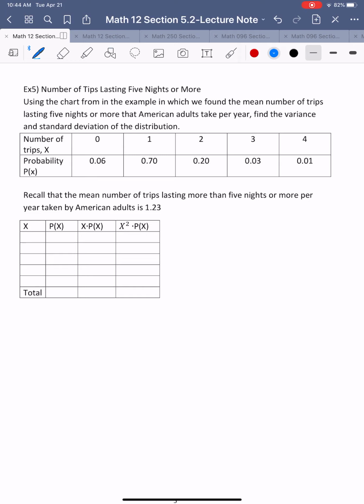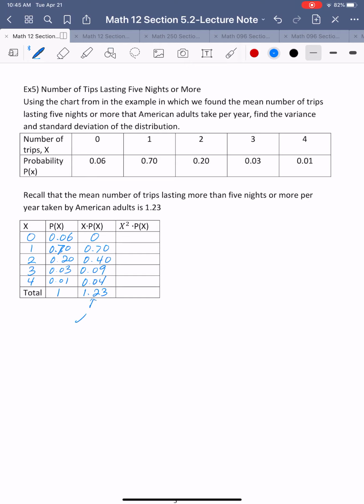So the outcomes x are 0, 1, 2, 3, 4, and p of x is 0.06, 0.70, 0.20, 0.03, 0.01. Of course, it totals 1. Then multiply x and p of x to get x times p of x, which is 0, 0.70, 0.40, 0.09, 0.04. And then the sum of x times p of x becomes 1.23, which is the mean.